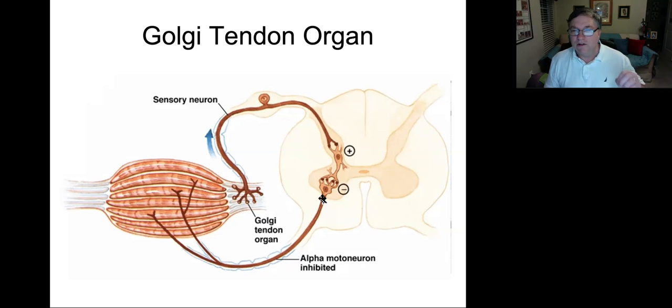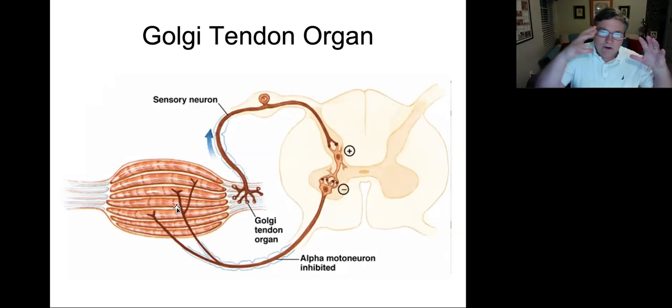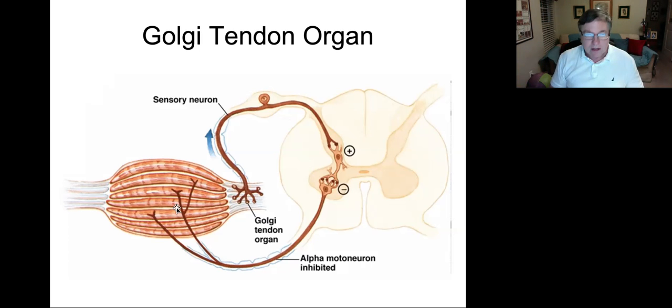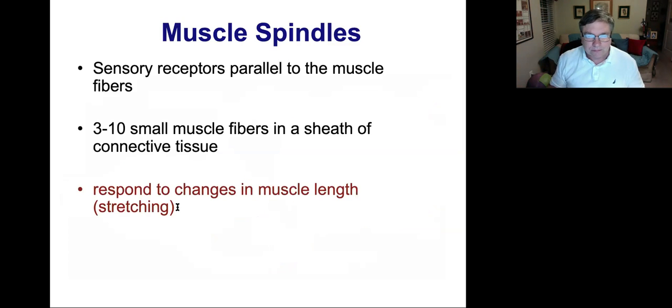It reduces the frequency of action potentials. It also reduces the number of motor units that are actually recruited. So those are a couple of mechanisms to reduce the force. So if the force gets too high, the Golgi tendon organ will kick in and actually reduce the amount of force that that muscle is producing.